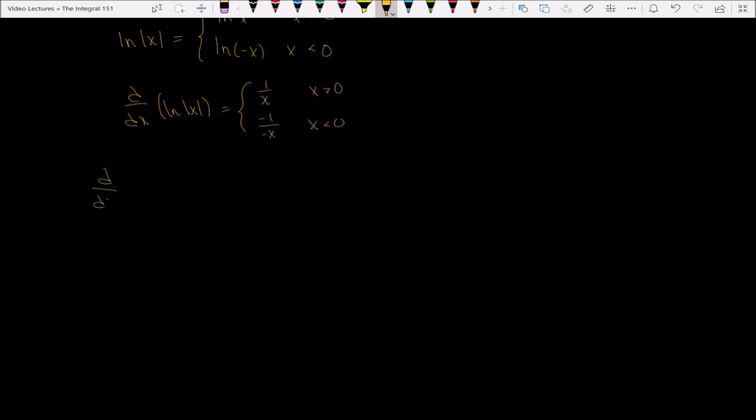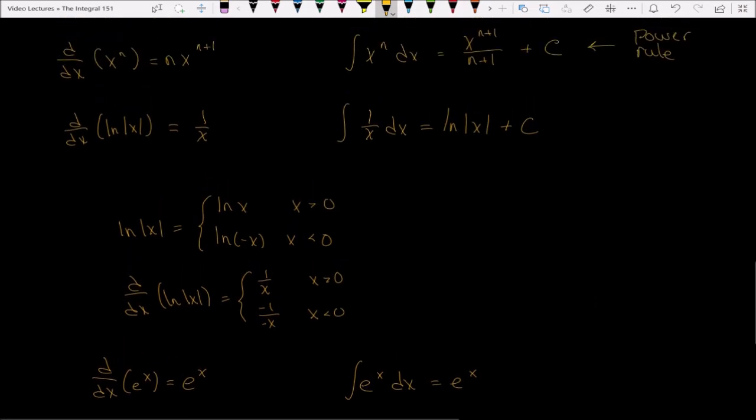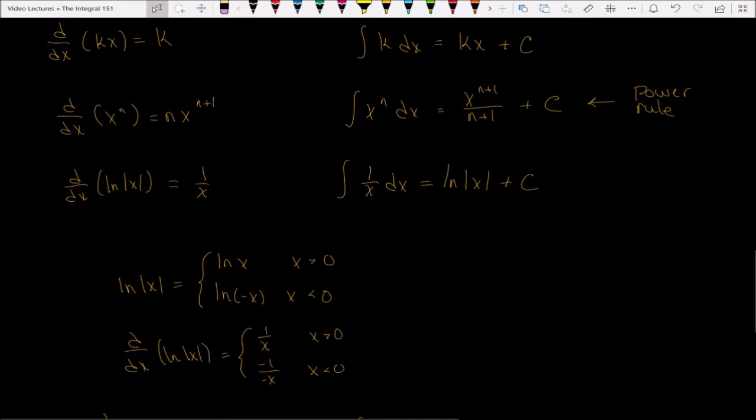Next, recall that the derivative of e to the x was e to the x. This means that the antiderivative of e to the x is e to the x. Right? So we have these four so far.